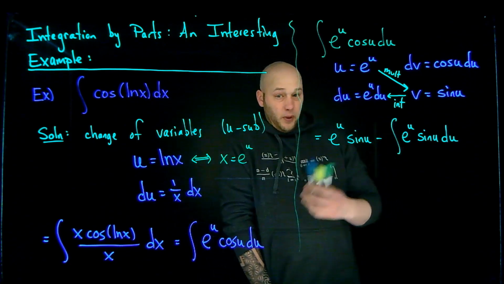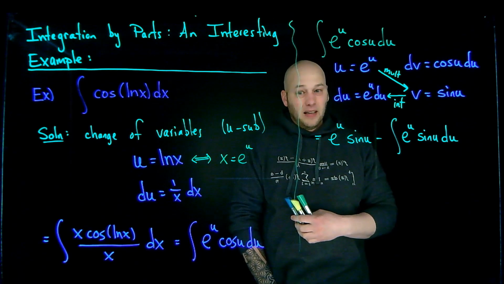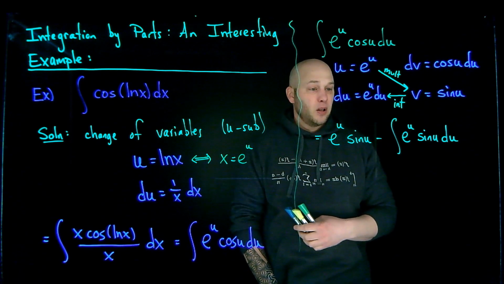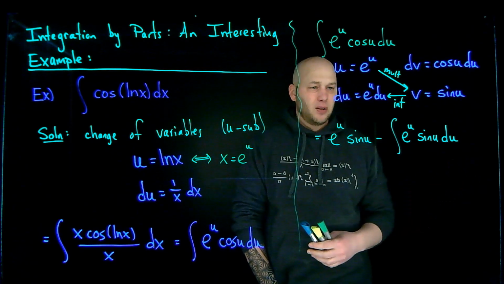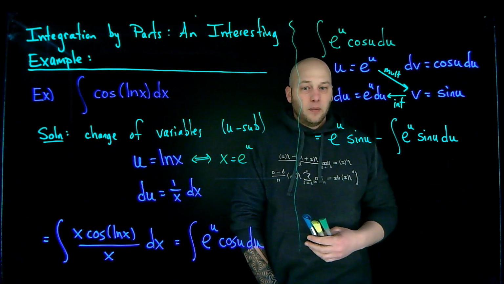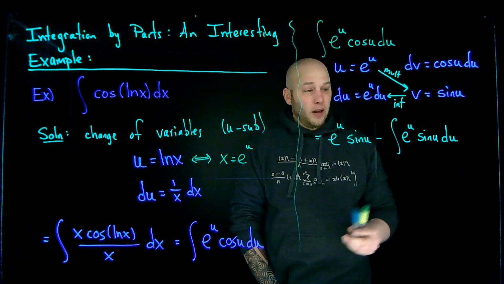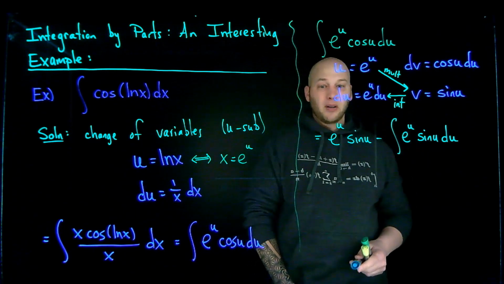And did we come up with a simpler integral? Not really. I mean, e to the u cosine u versus e to the u sine u. It's kind of the same thing as far as difficulty. So now what? Well, I'm just going to keep plowing forward, and I'm going to do integration by parts again.